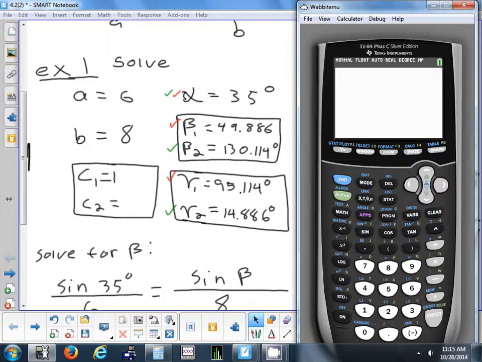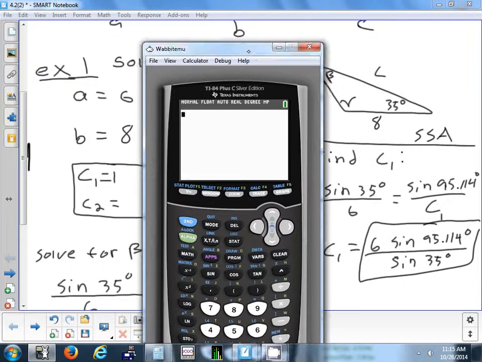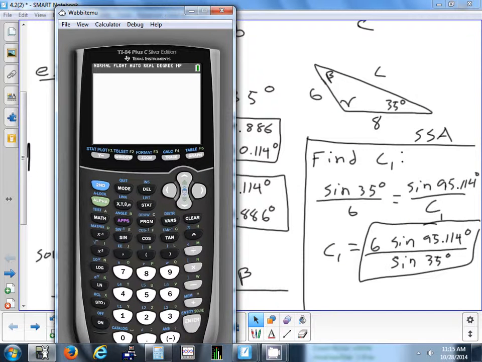Okay, so what you get depends on if you rounded before you got to the final step. So 6 sine 95.114, and then divide by sine 35. All right, so if you round that, it would be 10.419. That's what I got. If you got something different, it might be because you rounded earlier. I'm not sure, but let's go with 10.419.